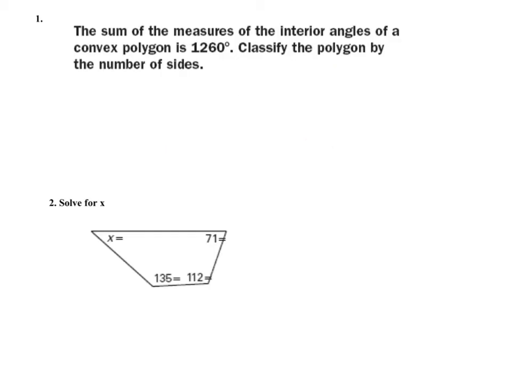The sum of the measures of the interior angles of a convex polygon is 1260. Classify the polygon by the number of sides. So this is the sum that they gave us. Sum is 1260. We know that the formula for the sum is n minus 2 times 180. So we set the sum that they gave us equal to the sum formula, and we're going to solve for n.